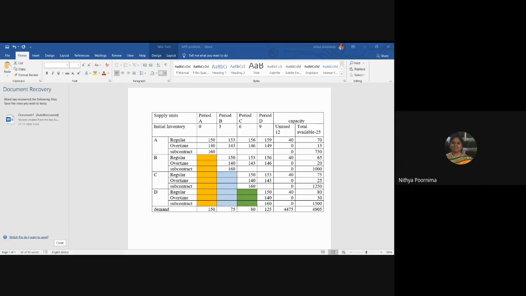I'll use a different color. We'll start with the period A. So first we'll start with the allocation of 25, right? So I will enter 25 here. Okay. Next, just a second. So we will start allocating first 25 here.